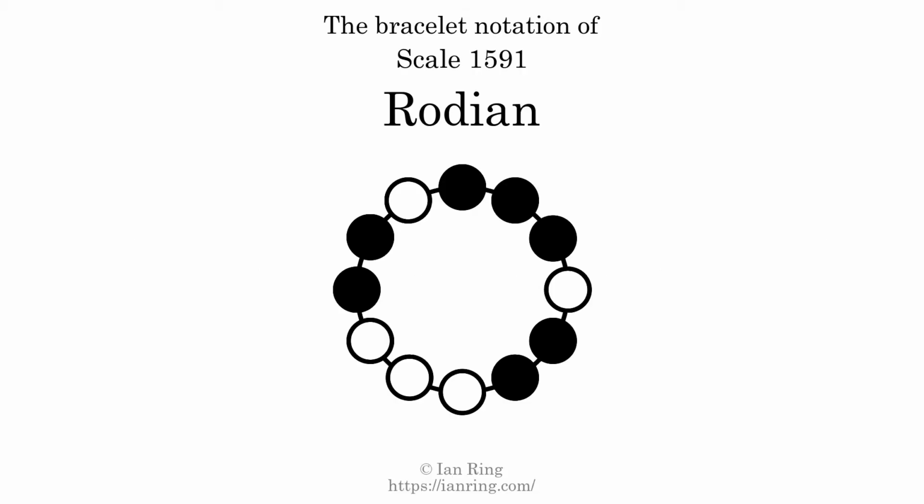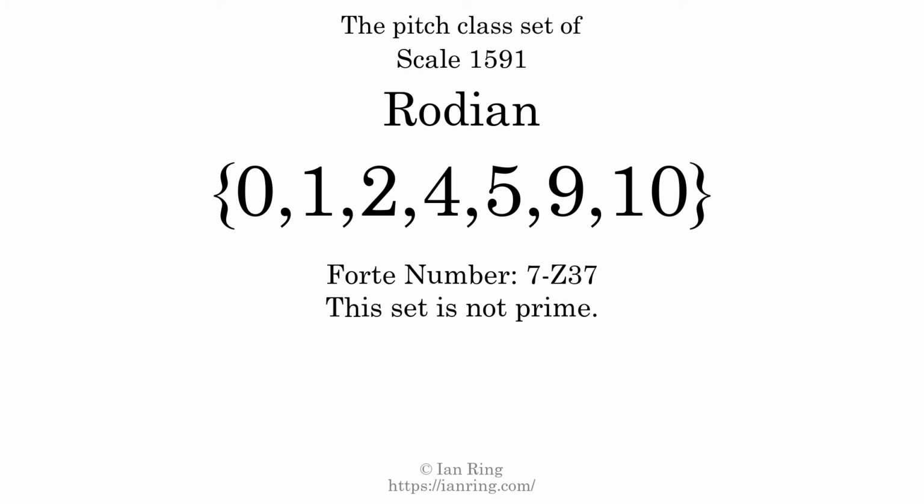This is a bracelet notation diagram of scale 1591. The shaded circles represent tones that appear in the scale, and they are read clockwise, starting at the top. The pitch class set for this scale is 0, 1, 2, 4, 5, 9, 10. The fault class is 7Z37. This set is not prime.